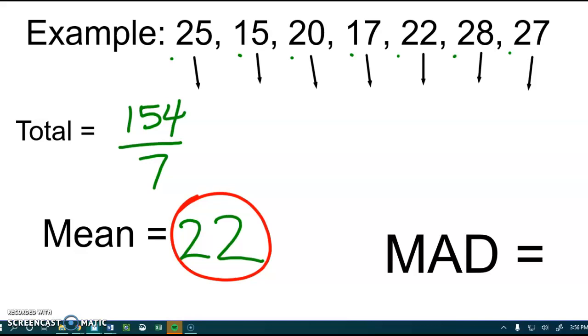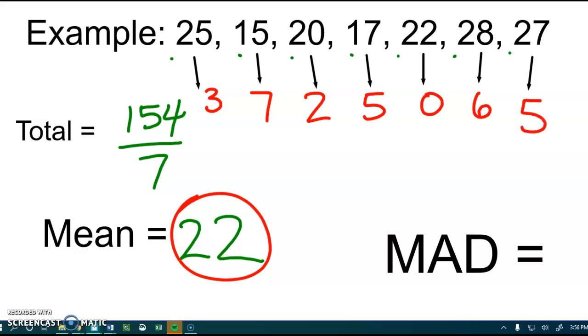All right, so let's do that. 25 is 3 away from 22. 15 is 7 away. 20 is 2 away. 17 is 5 away. 22 is 0 away. 28 is 6 away. And 27 is 5 away. That's step 2, to get that list of distances, how far each of these is from the mean. And notice it didn't matter if I was up or down. If I was over or under, I just took the absolute value, the distance, how far away.